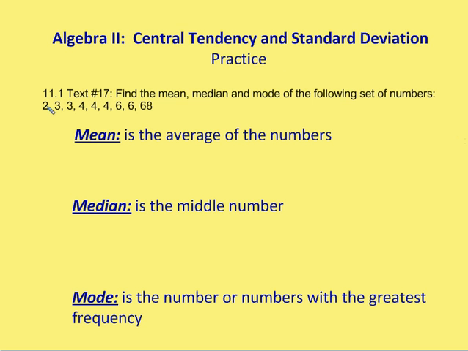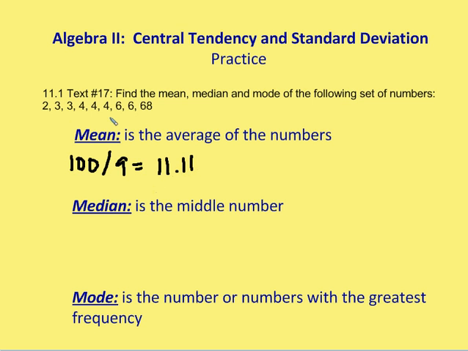So the first thing we want to do is add all of these numbers together. So I have 2 plus 3 plus 3 plus 4 plus 4 plus 4 plus 6 plus 6 plus 68. And the sum of these numbers should equal 100. So with the mean, what we want to do is find the average. So it's the sum divided by the number of values, which is going to be 9. So I have 1, 2, 3, 4, 5, 6, 7, 8, and 9. So my mean is going to be 11.11, approximately.